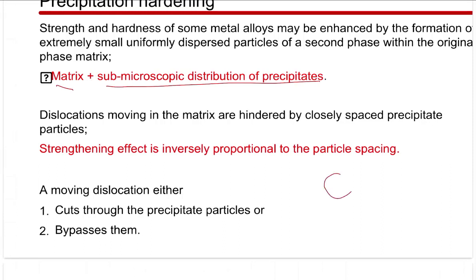Let us suppose you are having this precipitate. The dislocation is moving here. If the plane of dislocation is the same as the plane of this precipitate, then it will be a cut-through motion. The dislocation will pass through it. If not, then it will be surrounded like this. The dislocation is not able to move and the precipitates are hindering the motion of dislocation. This is how we can increase the strength of material.